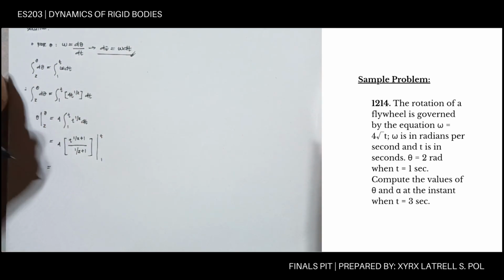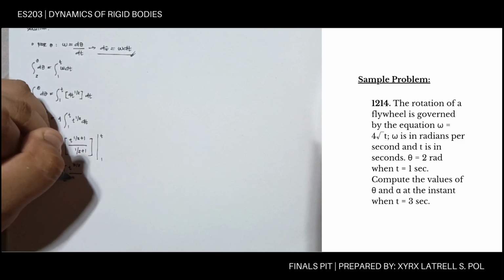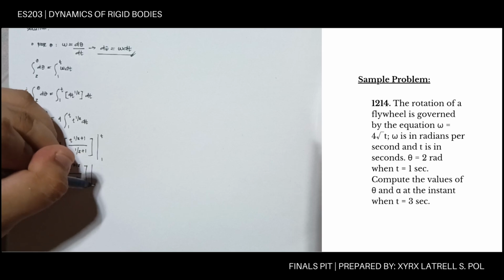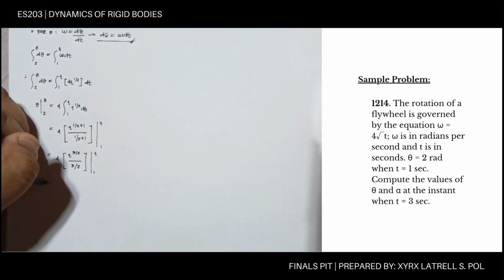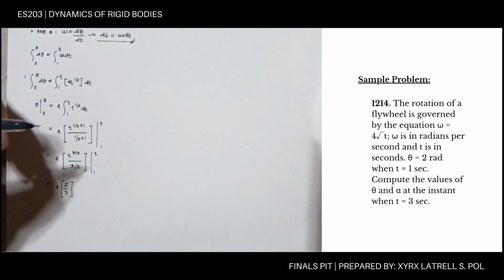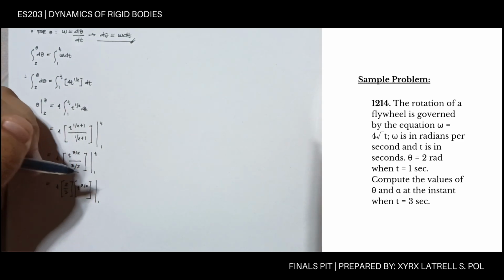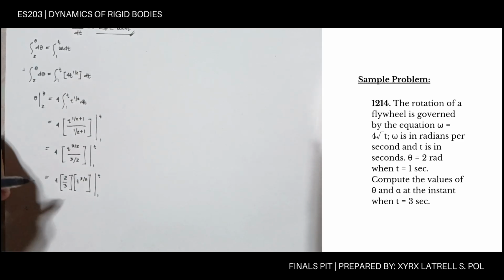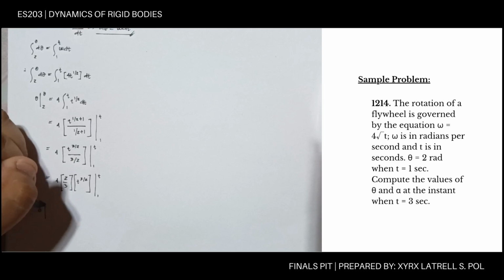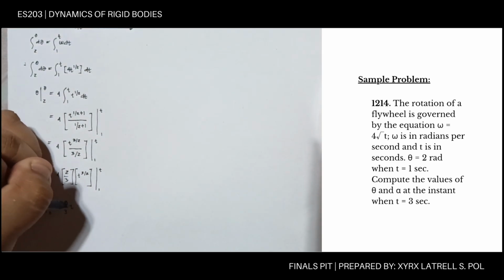So simplify lang natin. 1 half plus 1 is 3 over 2. So magiging 4 times t raised to 3 over 2 divided by 3 over 2. Yung 3 over 2 na denominator magiging 2 over 3 kapag ginawa nating multiplication. So magiging 4 times 2 over 3 times t raised to 3 over 2. Therefore, yung complete equation natin is theta from 2 to theta is equal to 8/3 of t raised to 3 over 2 from 1 to t.